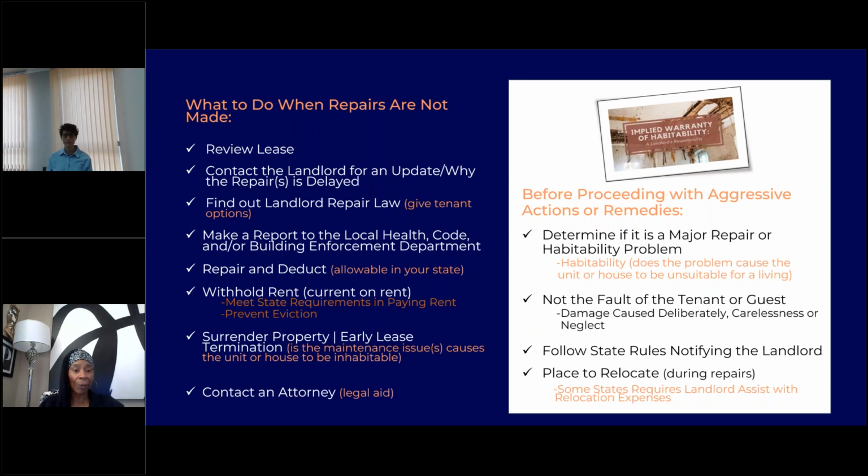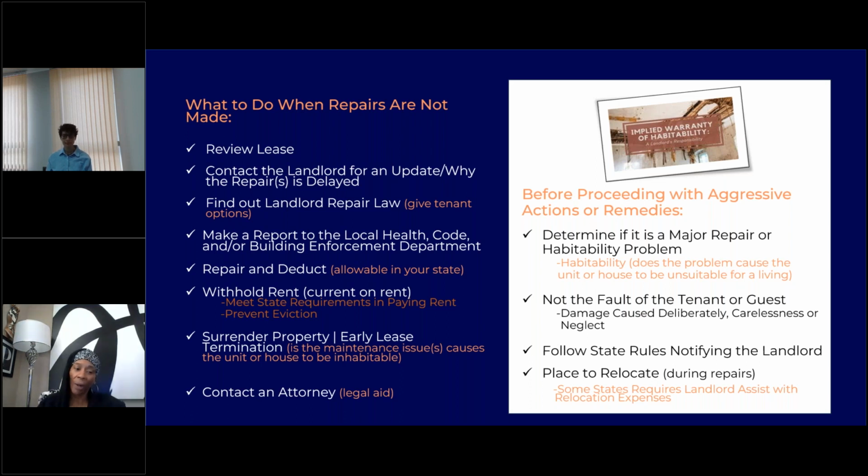Make sure it meets their state requirements for paying the rent, because some states require you to actually hold that rent money in an escrow account until the repair is done. You just can't withhold it. You have to show that you actually have money available to pay your rent. So again, make sure you check your state requirements when it comes to withholding rent. And you want to make sure that you don't get an eviction, okay? If your state does not offer the withhold rent option, your landlord has every right to start the eviction process because you're not paying your rent.